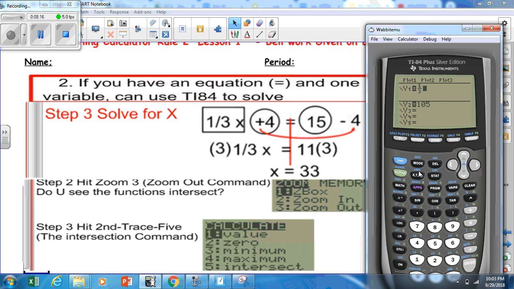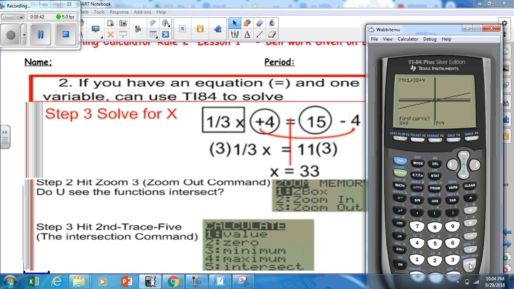All right, we're going to do zoom 3 to make sure we see the actual intersection. And we do. And we're going to hit second trace and 5. Enter 3 times. 1, 2, 3. Beautiful. And our solution is x is 33, which matches our traditional 7th and 8th grade method.